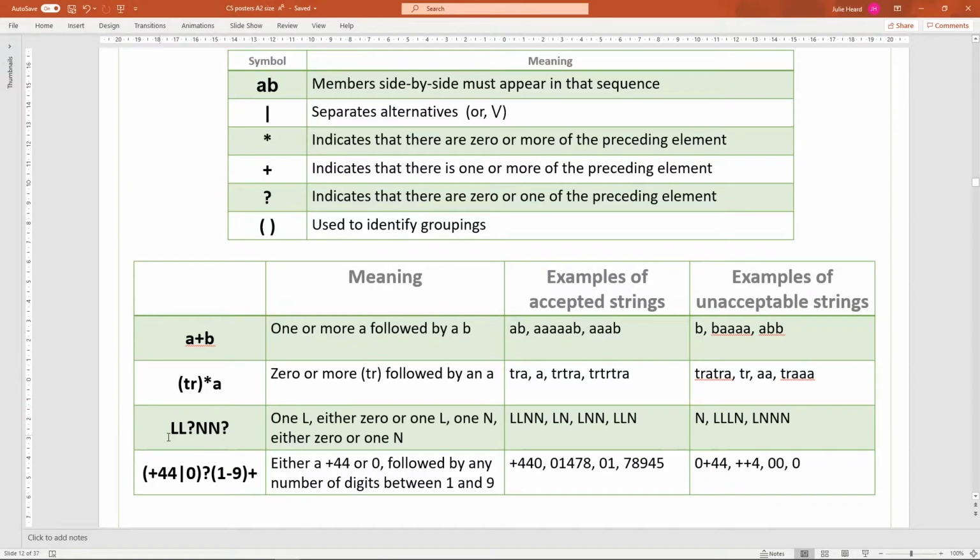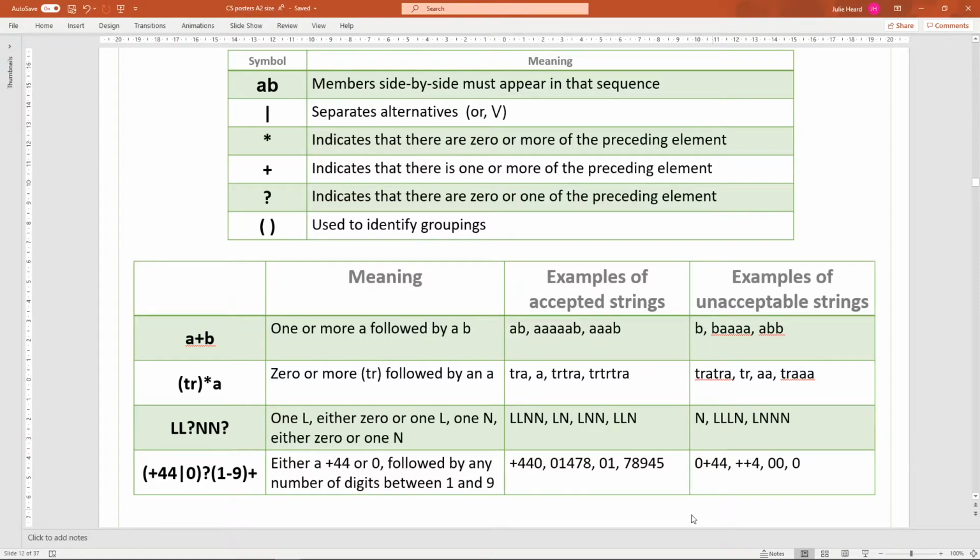Next one's an interesting one. So we've got an L, then we've got this L and question mark. Again, the question mark means that it might be there, it might not be there. It says 0 or 1 of the preceding element. So I might have 0 of them or I might have 1 of them. So I'm saying there's got to be one L, followed by maybe an L, then followed by an N, then followed by another maybe N. N might be there at the end, it might not be. Again, we've got valid strings and invalid strings just there. Have a little look through, double check that you know what you are talking about.